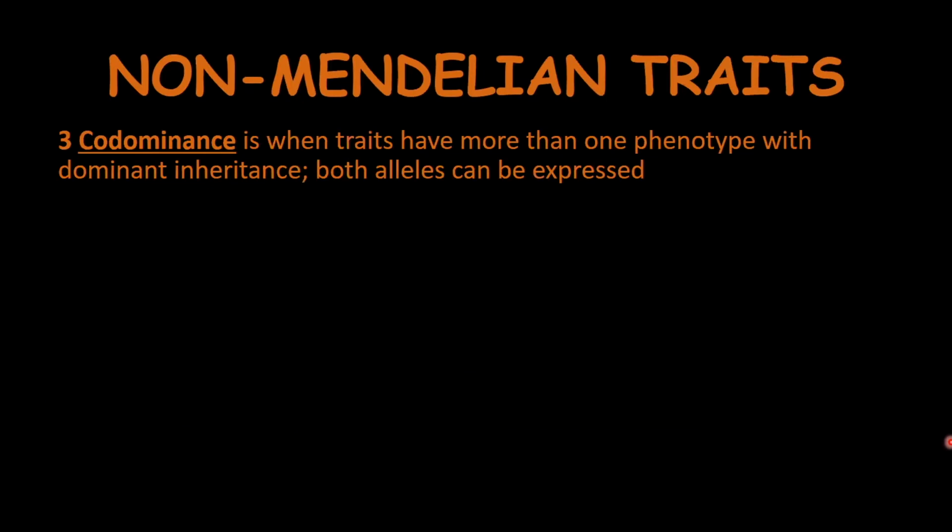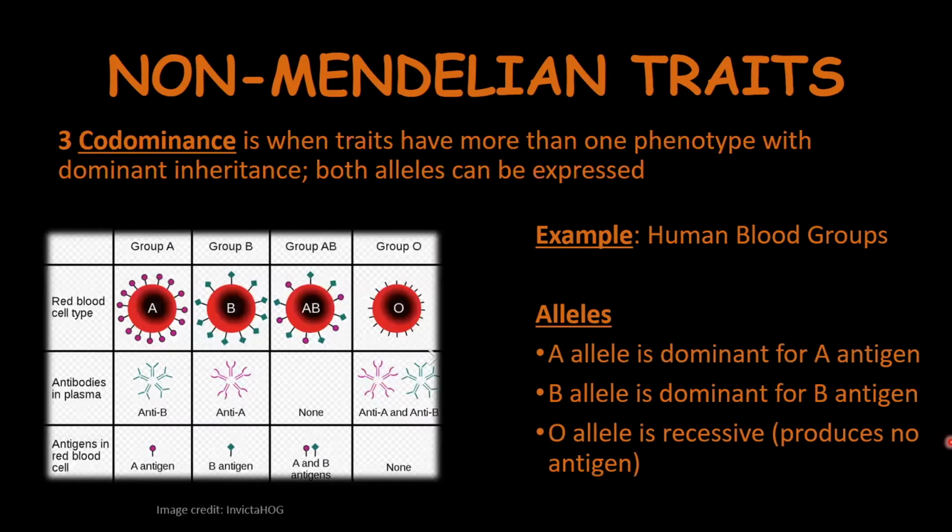All right, so our third example is codominance. So this is when traits have more than one phenotype with dominant inheritance. And so that means both alleles are expressed. And so one doesn't necessarily take over the other. And so a pretty straightforward example of this is human blood groups. So we know we can have A, B, AB, or O. And the only recessive allele in this case is O. So if one parent gives you an A allele and another one gives you a B allele, then you have the combination of AB, and that's where the codominance shows up.